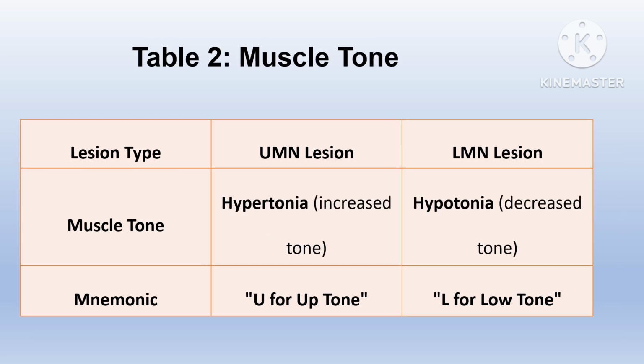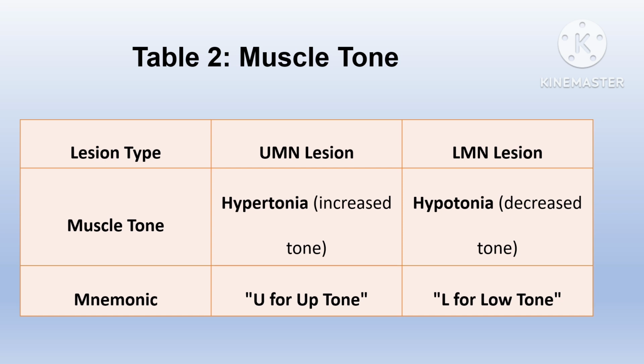In upper motor neuron lesions, the muscle tone is increased, or spasticity occurs, due to lack of inhibition from the upper motor neurons. But on the other hand, the lower motor neuron lesions show decreased muscle tone or flaccidity because the lower motor neurons are not able to activate the muscles.